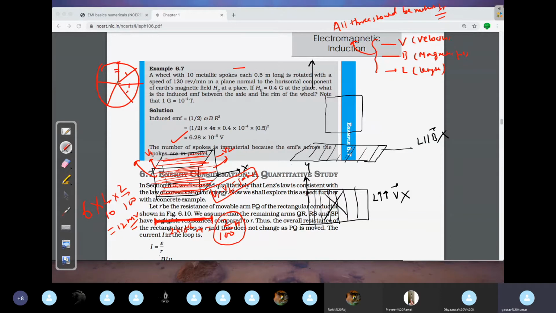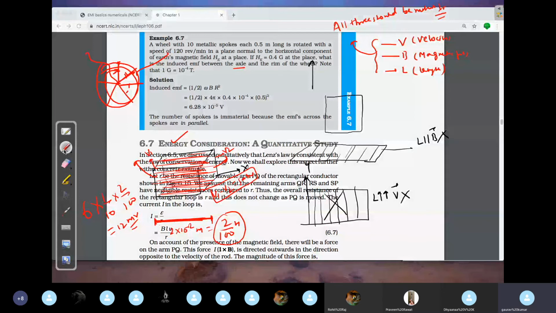All these are parallel, no? Because one point is here and one point is on the wheel. So what will happen? You'll get EMF induced in all the rods, but all the rods are parallel. So the equivalent EMF will be the EMF in only one rod. It's given in the NCERT textbook. See here, the same explanation is written here. So you can't say that I'm solving something from Pluto or Jupiter. This is given in NCERT.